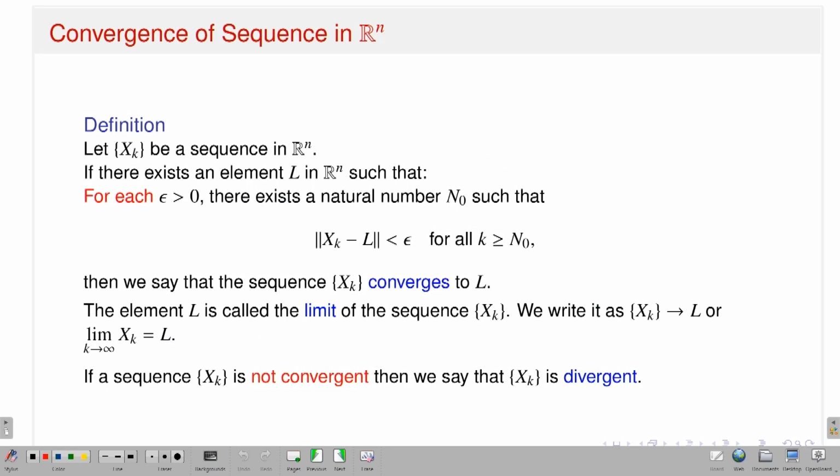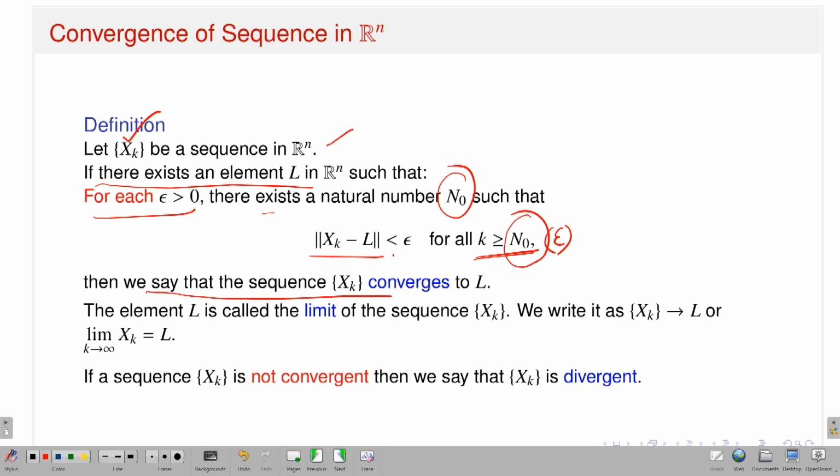Now, I have the notion of convergence of sequences in Rn. Start with a sequence Xk in Rn. I have already introduced the notion of sequences in Rn. Now, what is the meaning of convergence? If there exists an element L in Rn such that for each epsilon there exists a natural number N naught such that the norm of xk minus L is less than epsilon for all k greater than or equal to N naught. Given epsilon, the N naught should depend on epsilon, you should write that. Therefore, given epsilon, I have a point N naught such that for all k greater than or equal to N naught, if the norm is less than epsilon, then I will say that the sequence xk converges to L.